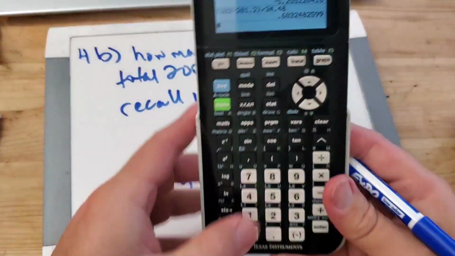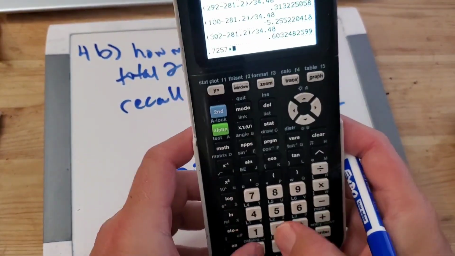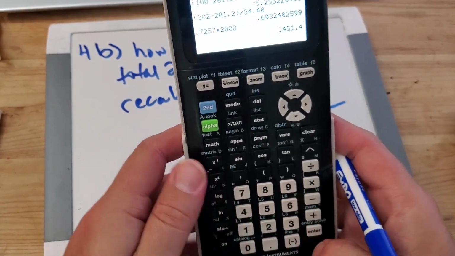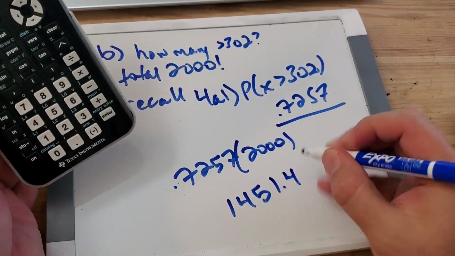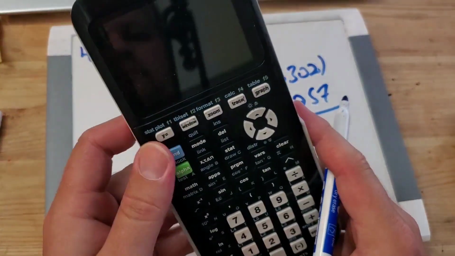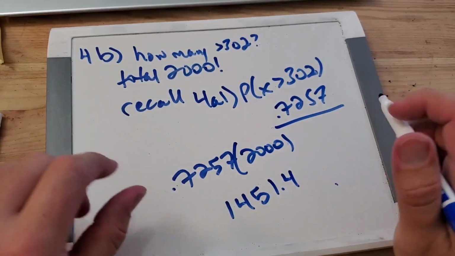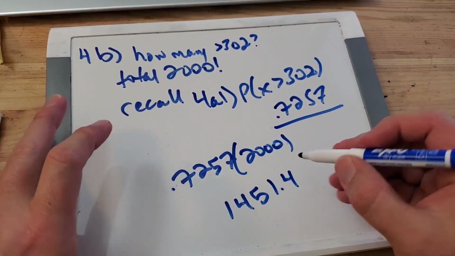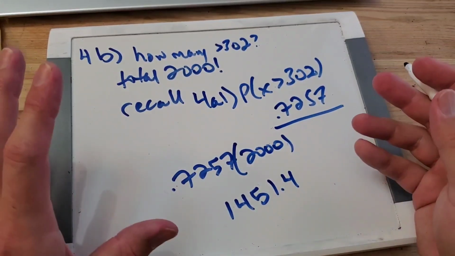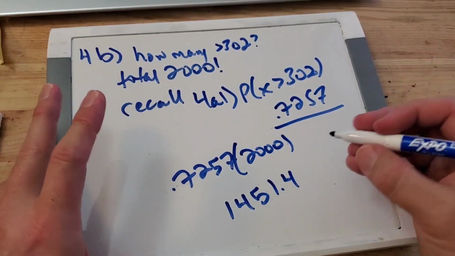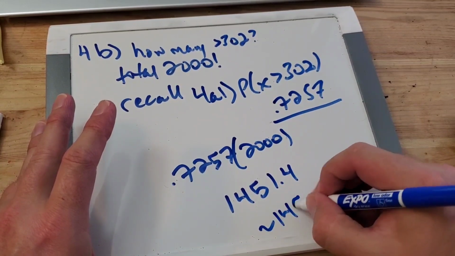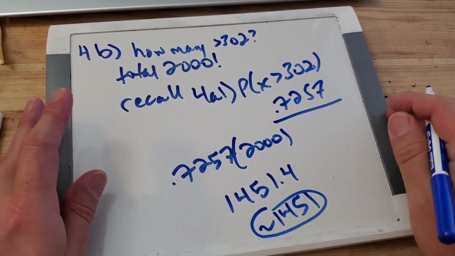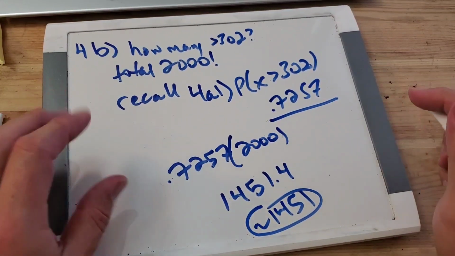Why don't you just do it here, dude? 0.7257 times 2,000. 1451.4. All right. Coolness. So, I mean, it's a number of people. How many would we expect to have it? So I would say about 1,451, I would expect. Okay.